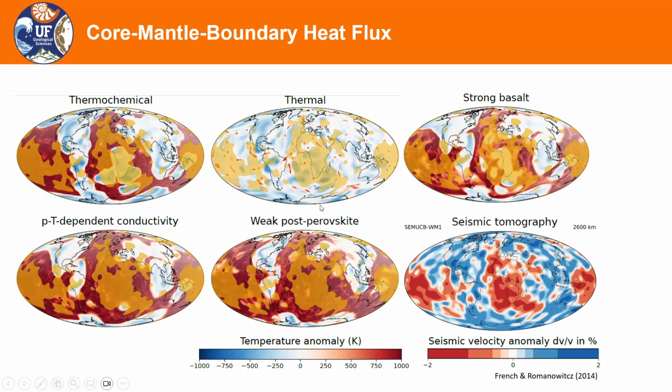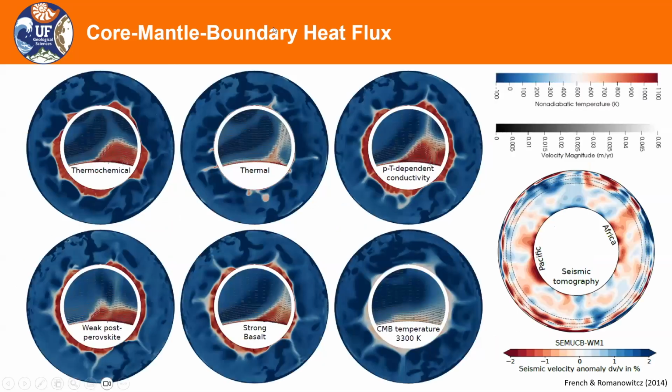And with the exception of the purely thermal model, I'm going to mostly ignore this for the rest of this talk. We can at least see hints of the degree 2 structure that we can see in the seismic tomography, with the colder regions below the slabs and the hotter regions where we suspect the LLSVPs. And we can look at this also in a different way.